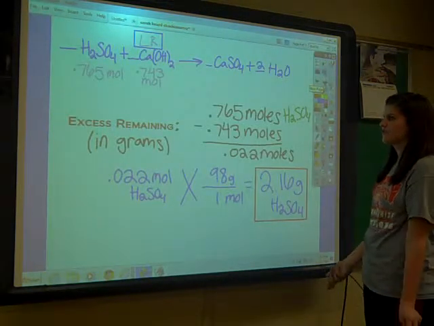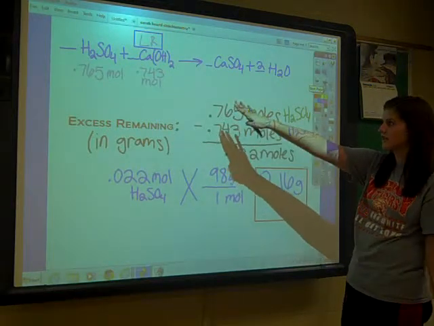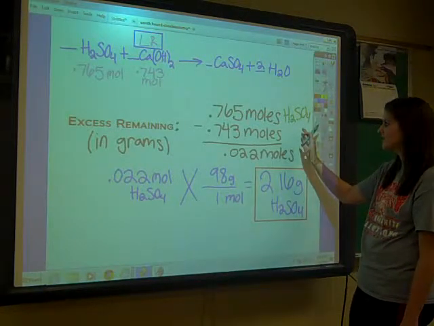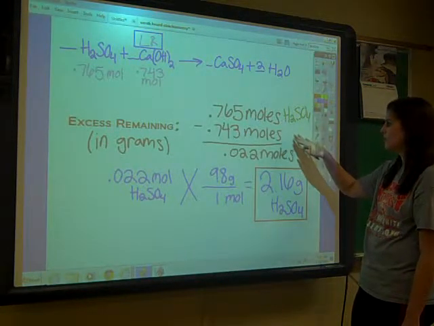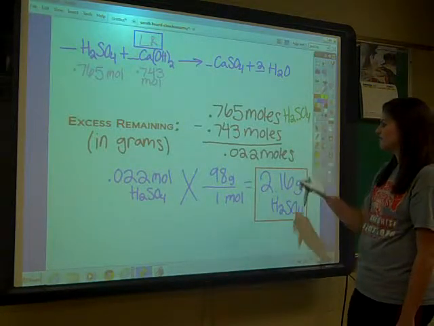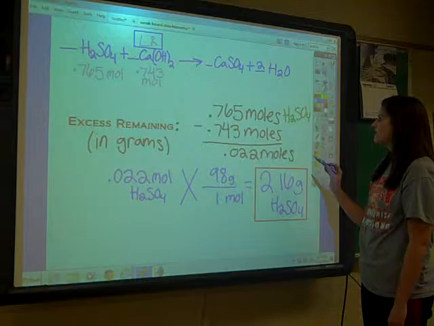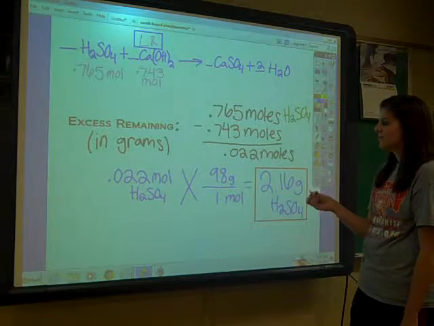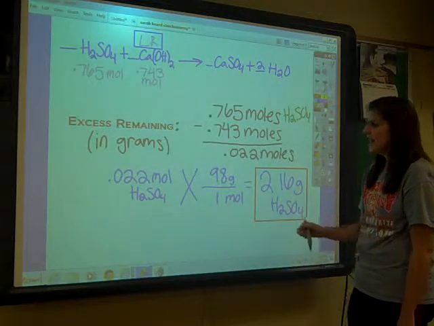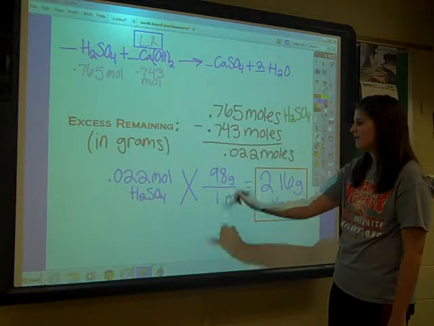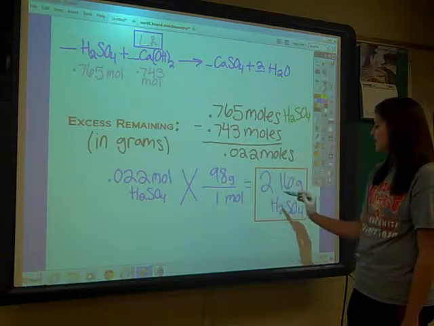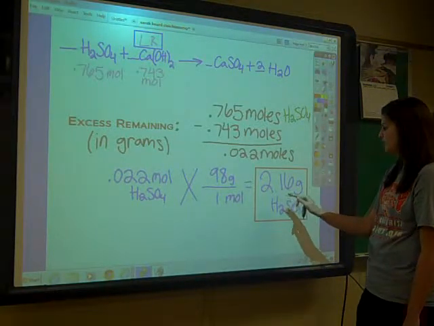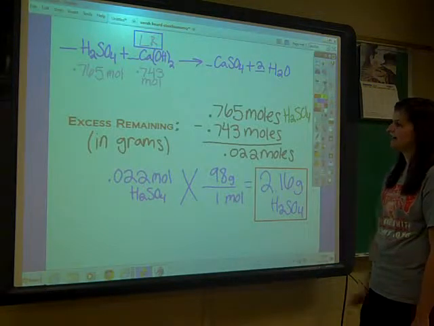In order to find the excess remaining, we place our values under the equation in moles now because we know what they are, and we subtract the moles that we use from the moles that we have, and the leftover is 0.022 moles of sulfuric acid. And in order to find this in grams, you would do 0.022 moles of sulfuric acid, with moles on bottom, grams on top. Your moles would cancel, and you would be left with 0.022 moles times 98, which equals 2.16 grams of sulfuric acid.